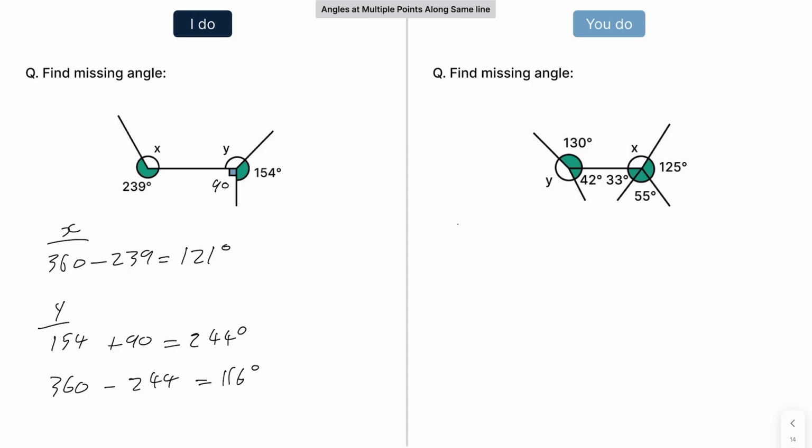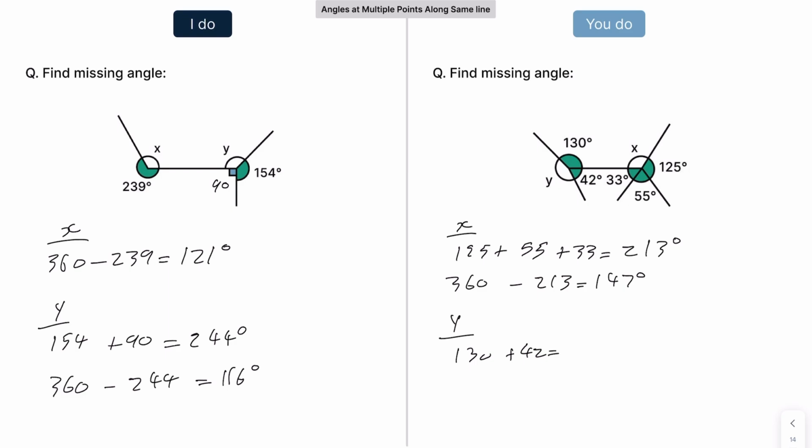So we can start with x: 125 plus 55, oh sorry, forgot the 33, plus 33 is equal to 213 degrees, and then 360, take away 213, gives me 147 degrees. And then for y, we have 130 plus 42, which gives us 172, and then we have 360, take away 172, which gives us 188.